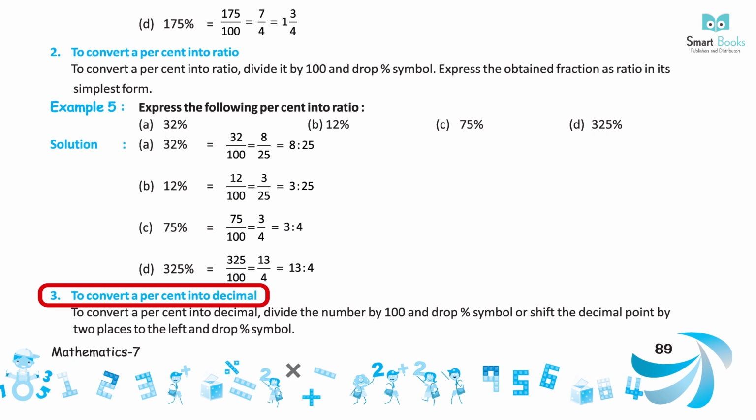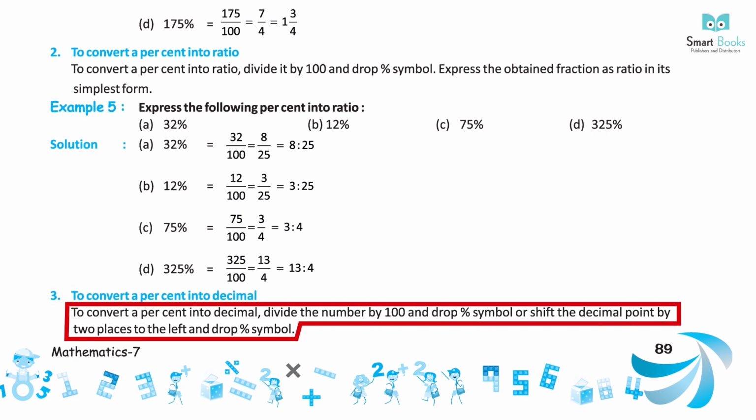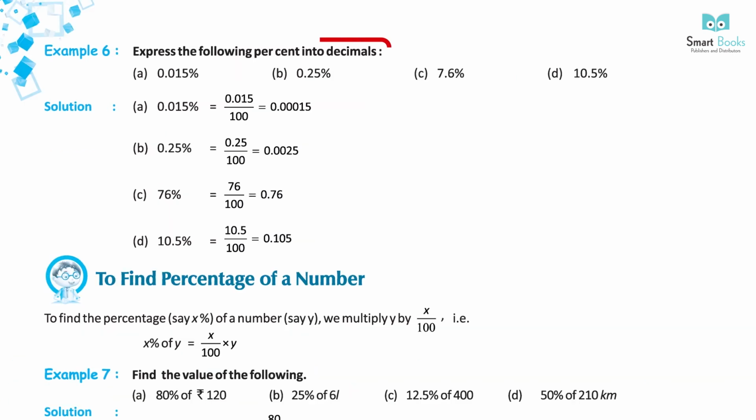Third, to convert a percent into decimals, divide the number by 100 and drop the percent symbol, or shift the decimal point by 2 places to the left and drop the percent symbol. Example 6. Express the following percent into decimals. A. 0.015%, B. 0.25%, C. 7.6%, D. 10.5%. Solution. A.